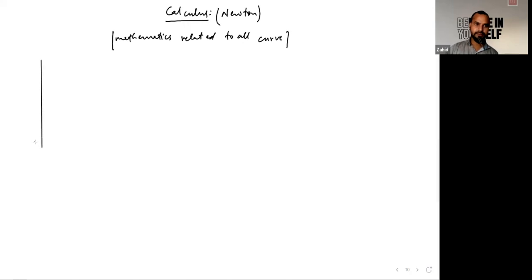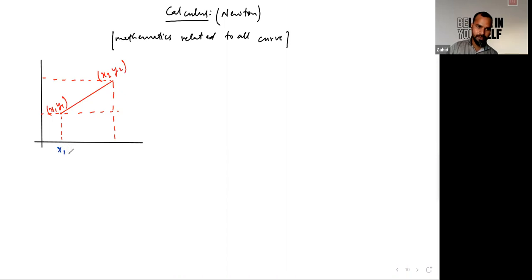Suppose you have to calculate the slope of a particular line. Let's say this is a straight line for which we have coordinates x1, y1 and x2, y2. If you draw a line like this, this will be your x1 and this will be your x2. If you take the difference of these two, you will get x2 minus x1 as the base of this triangle. Similarly, this will be y2 and this will be y1, and the difference gives y2 minus y1.